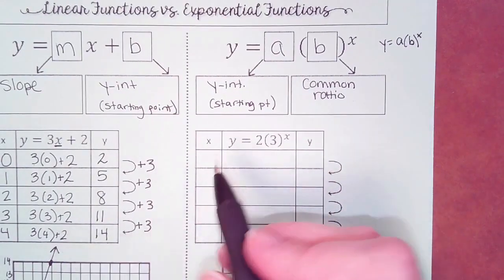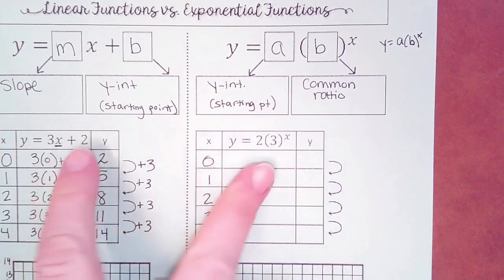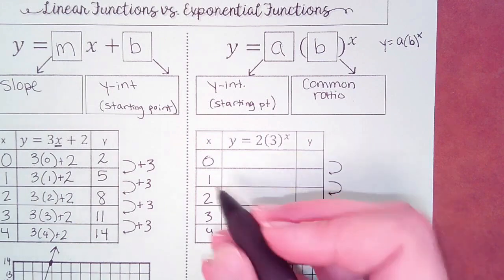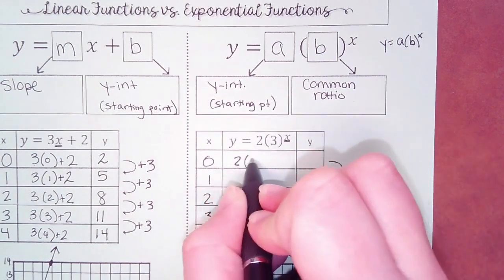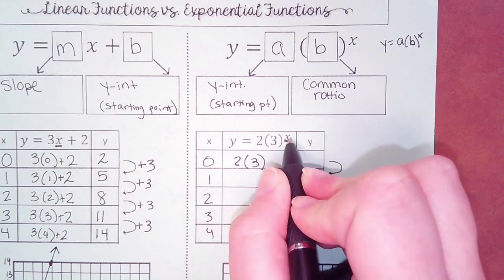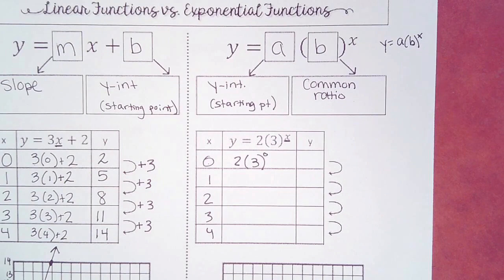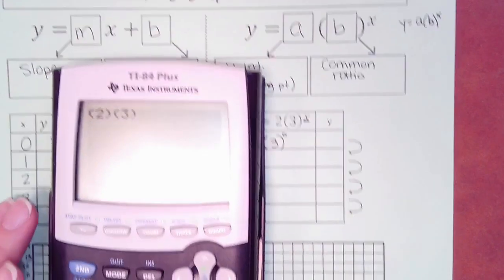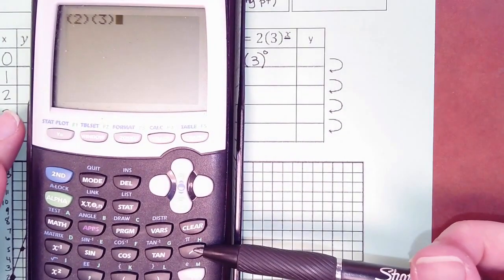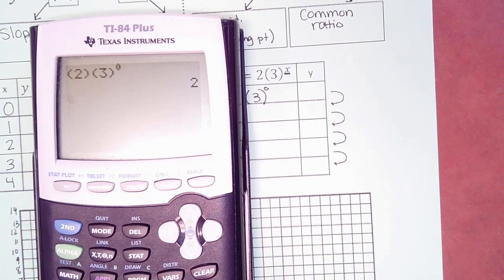So if I do 0, 1, 2, 3, 4, we see they're kind of similar. They both have a 2 and 3. This time we're plugging in for x, which is the power. So 2 times parentheses 3 to the power of x, and we'll plug in 0. So I'm going to grab my calculator for this. I'm going to plug in 2 and then 3 in the parentheses, and then use this little caret key to do my exponent of 0. So that gives me 2.